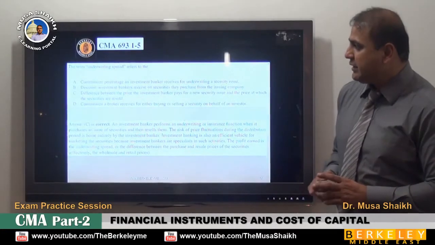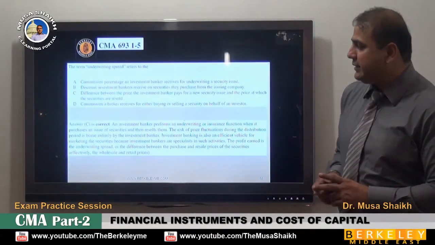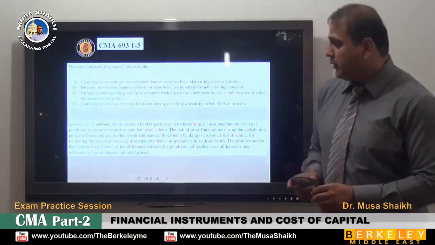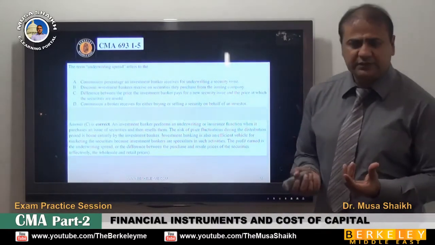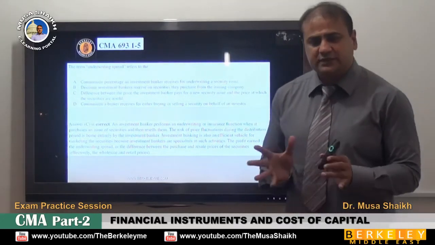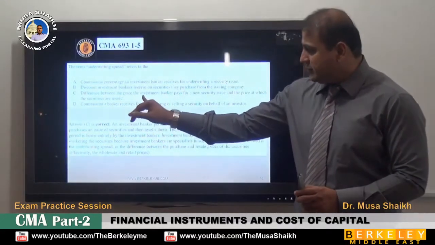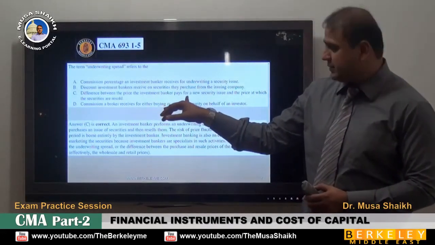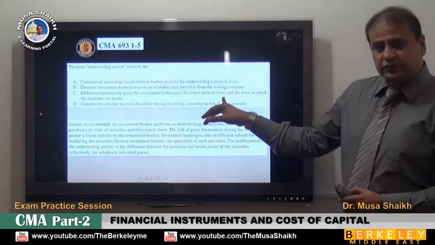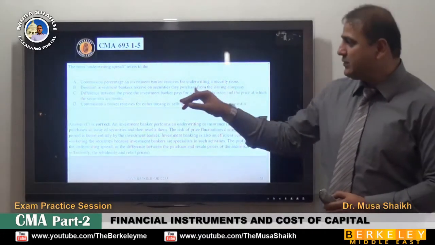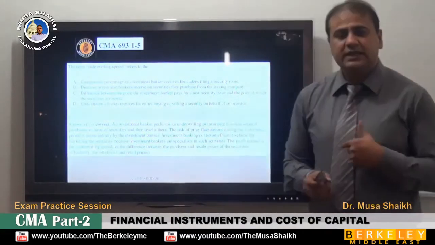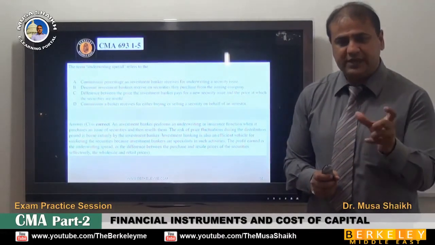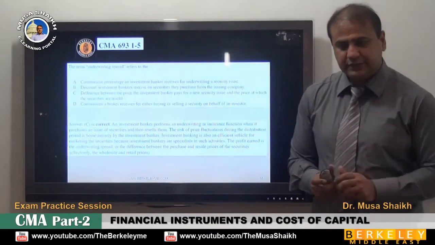He asks, what does the term underwriting spread refer to? This is now a definition. Spread is the difference between the price the investment banker pays for a new security issue and the price at which the securities are resold. So this is the difference, the spread money.